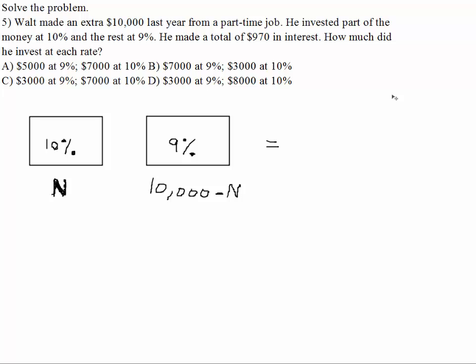So if I assume that I have N dollars invested at 10%, the rest of the money would be 10,000 minus N. That's what I was looking for somebody to tell me. The rest would be 10,000 minus N.